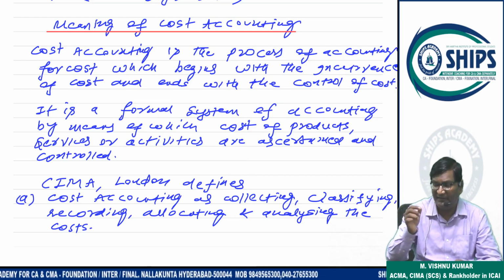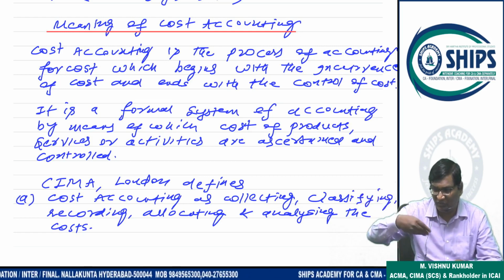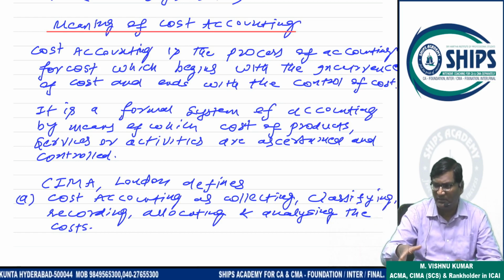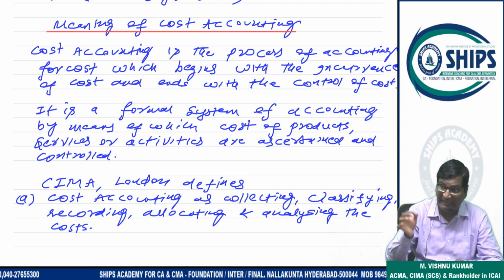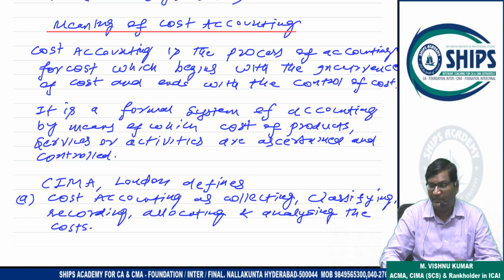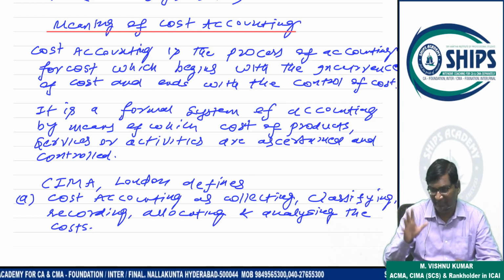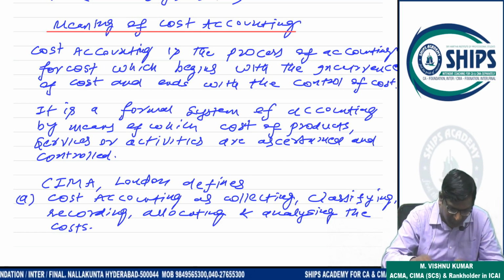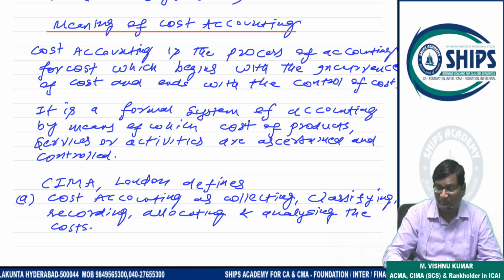So this will start from one point and end with one point. The cost accounting procedure starts from the incurrence of cost. If you do not incur cost, there is no need to record. So the point of inception is the incurrence of cost. Now it will end with periodical reports and statements and reporting to concerned people, for cost control and cost reduction purposes.